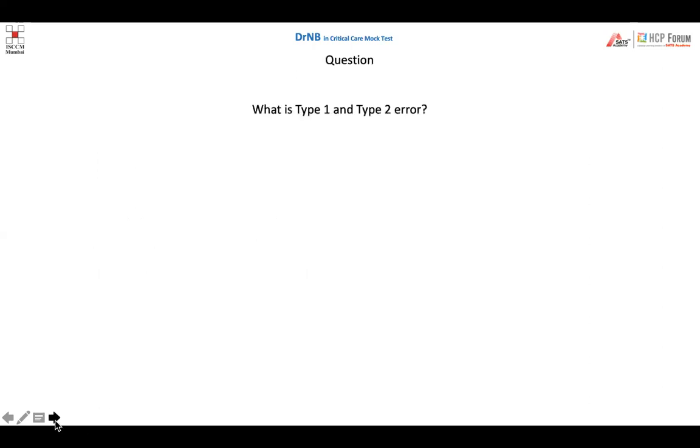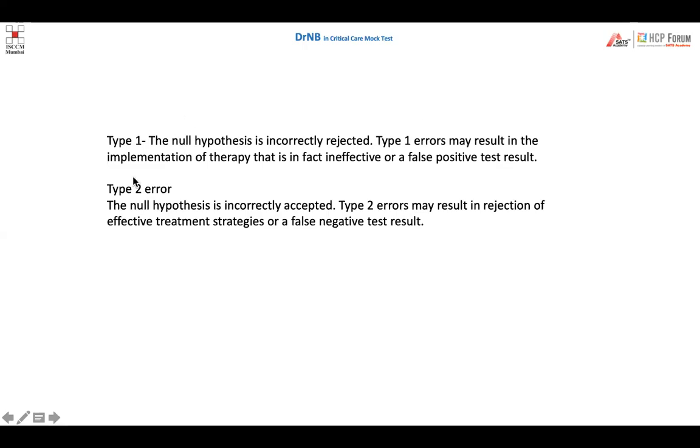What is type 1 and type 2 error? So type 1 error means the null hypothesis actually was true, but it was incorrectly rejected. So the type 1 error may result in the implementation of a therapy that is in fact ineffective, a false positive result. And type 2 error is when the null hypothesis was incorrectly accepted. That means it will result in rejection of an effective treatment strategy, a false negative result.